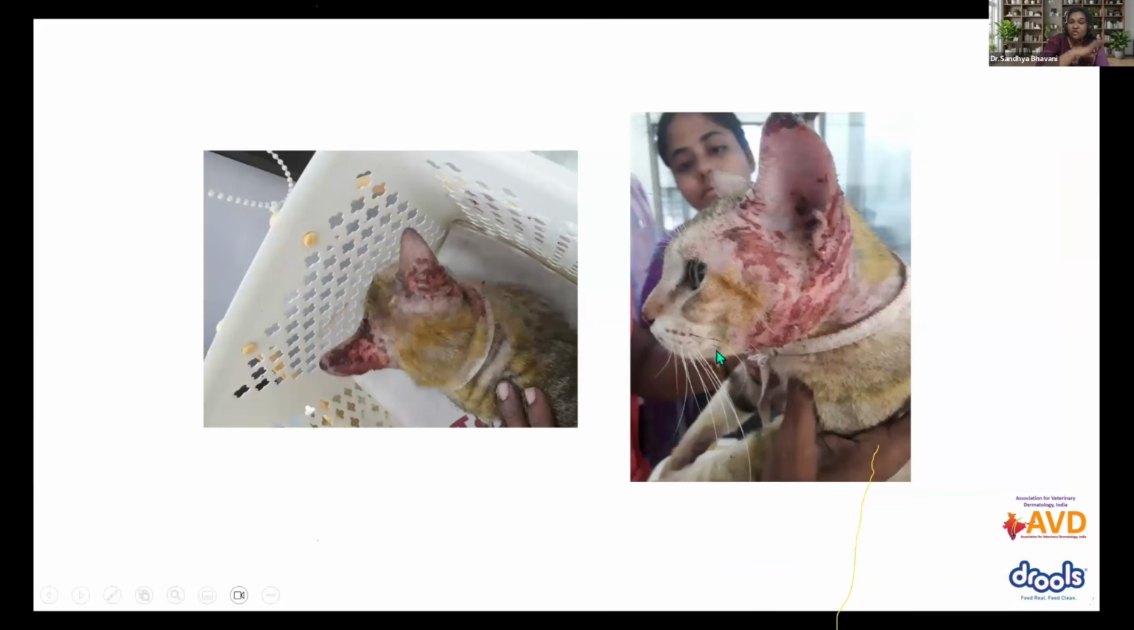So after ruling out all the other parameters, we can suspect this as atopy. It is having severe excoriations, like self-inflicted wounds on the ear canal and on the sides of the face. So it has so much irritation. It will keep on scratching, and there will be lots of erosions and ulceration.